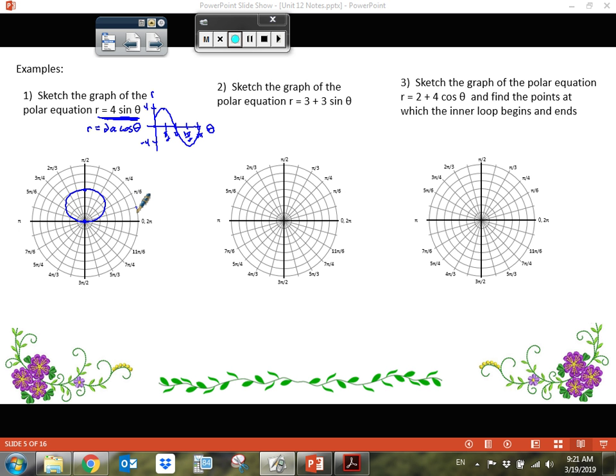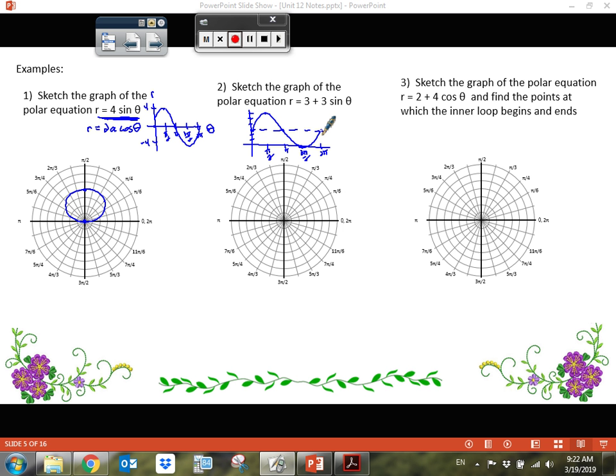This one is 3 plus 3 sine. All right, so our sinusoidal axis has been shifted up 3 spaces. So 1, 2, 3. Our amplitude is 3, so we would be up 3 and down 3. We're still going to do our same points: pi over 2, pi, 3 pi over 2, and 2 pi. And sine starts at the sinusoidal axis and then goes up and then down. So it looks like this.